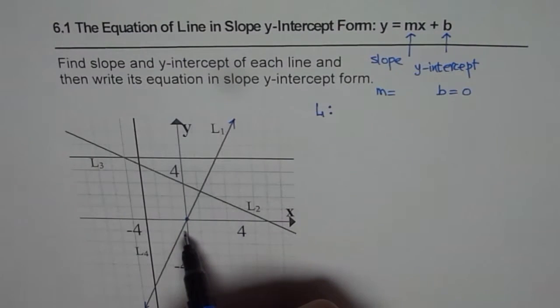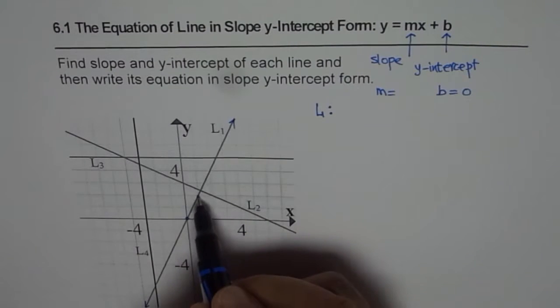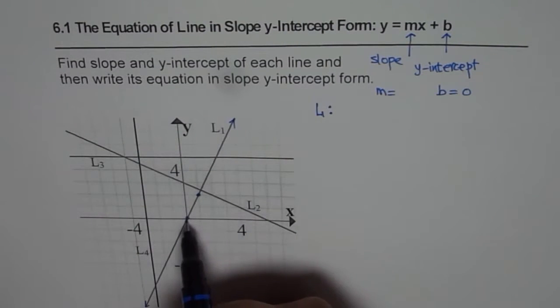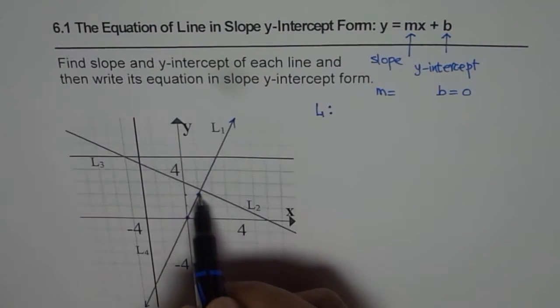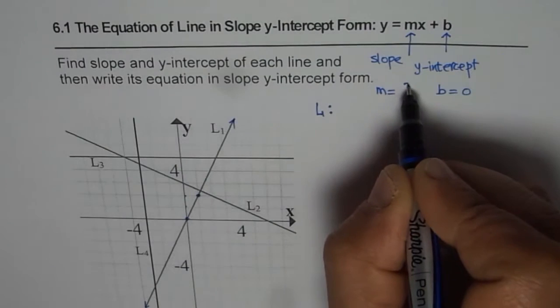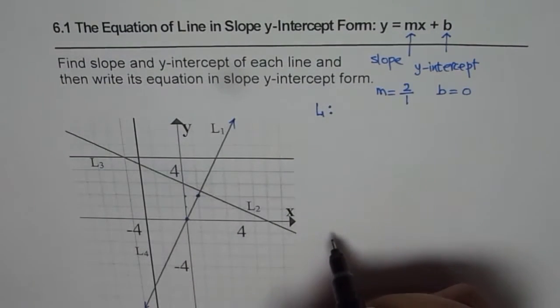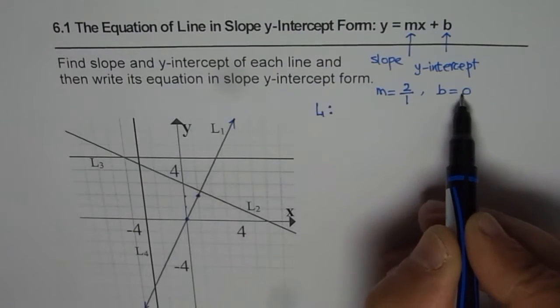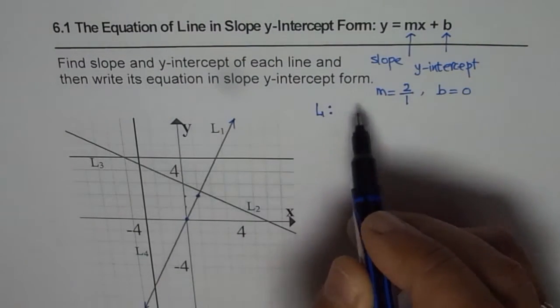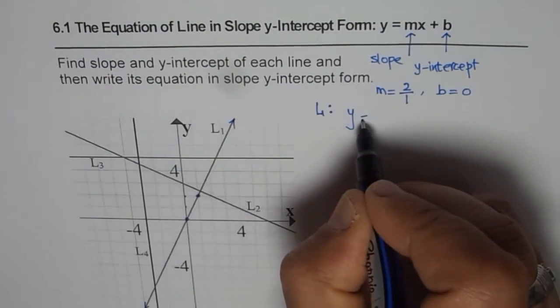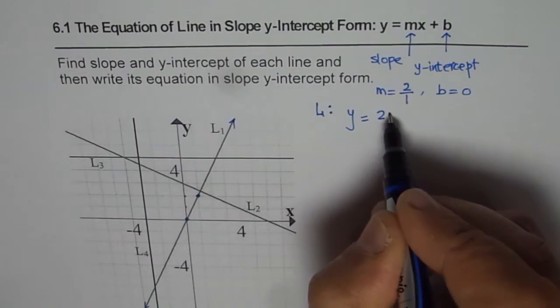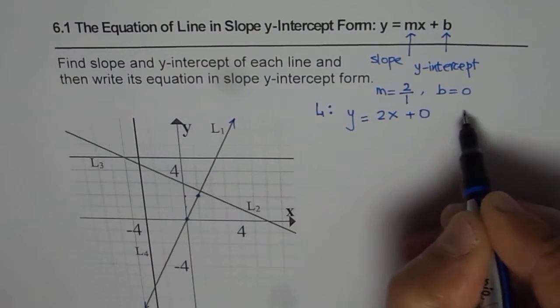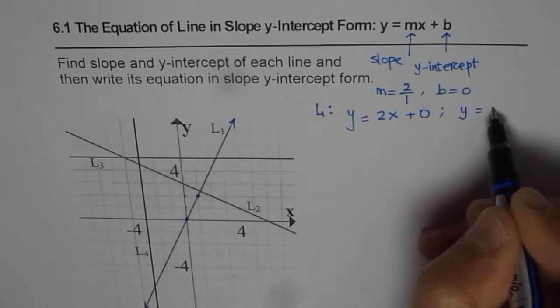m is the slope. To find slope, you have to select any 2 points which are good to read. So let's take this point. Now to reach this point from here, we have to go up 2 and right 1. So we can write slope as 2 is the rise and 1 is the run. So m is 2 over 1, or 2. The y-intercept is 0. In this form, I can write this equation as y equals 2x plus 0, or better, y equals 2x.